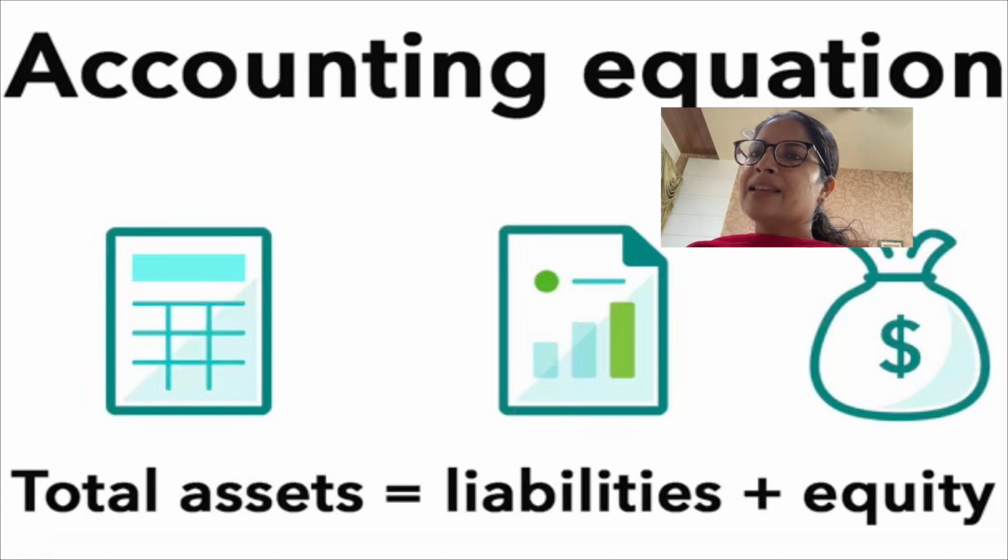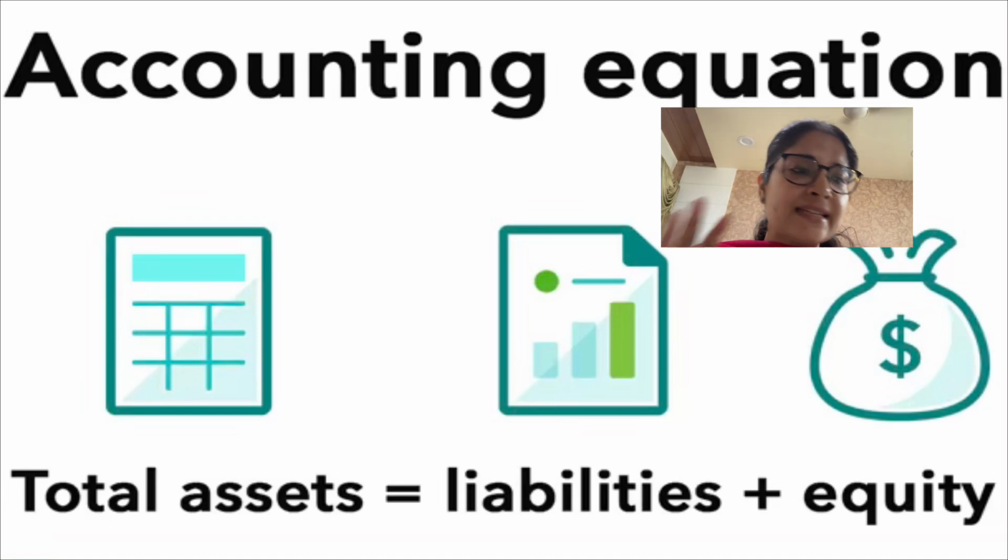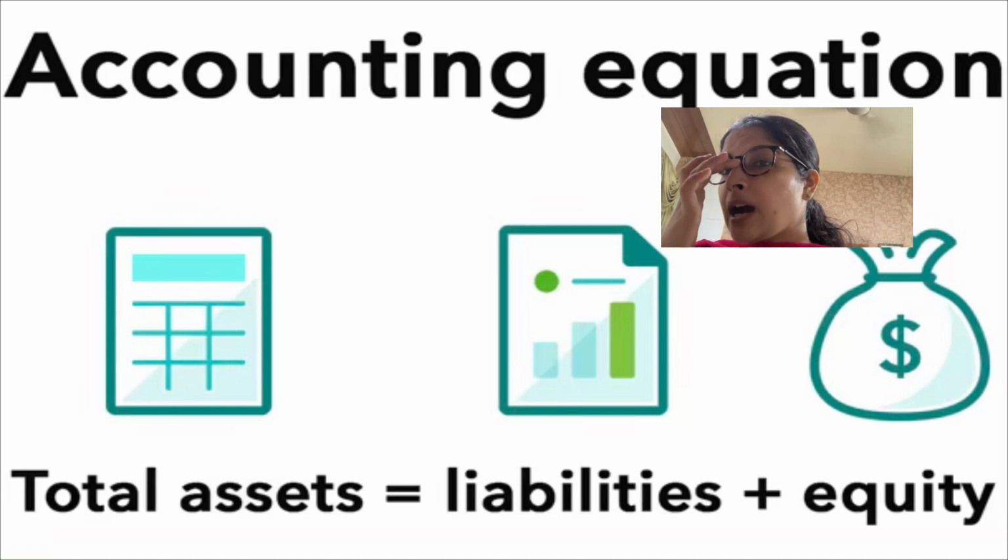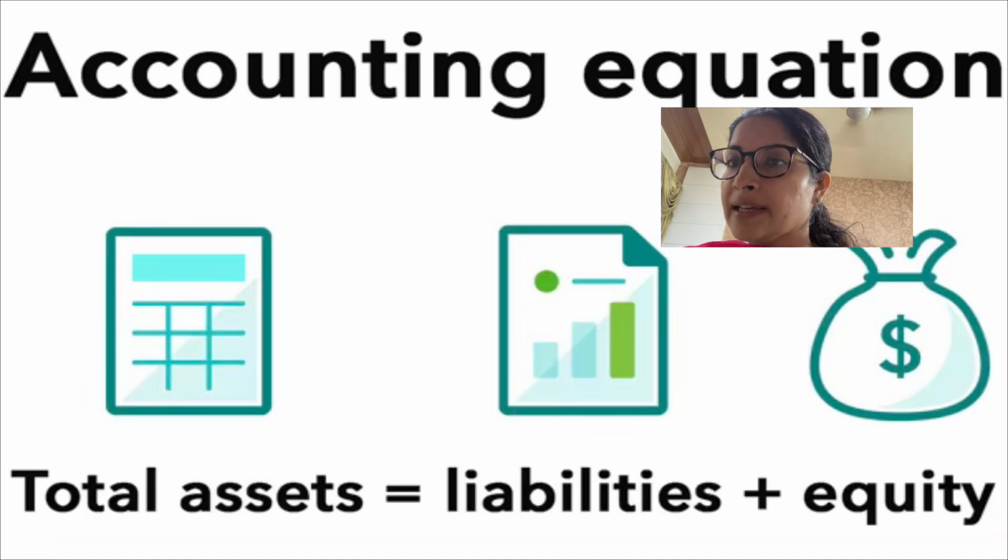So now let's understand this with the help of an example. You will have more clarity. But before doing that, let me tell you something about these terms, what assets, liability and equity mean. See, assets are nothing but the values that are owned by the business, the things that are in the possession of the business, right?